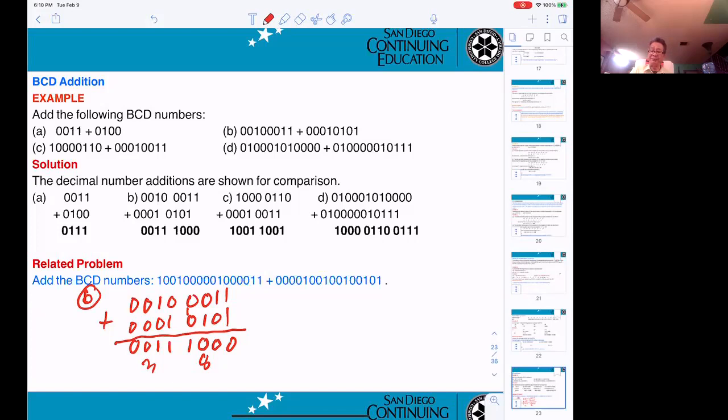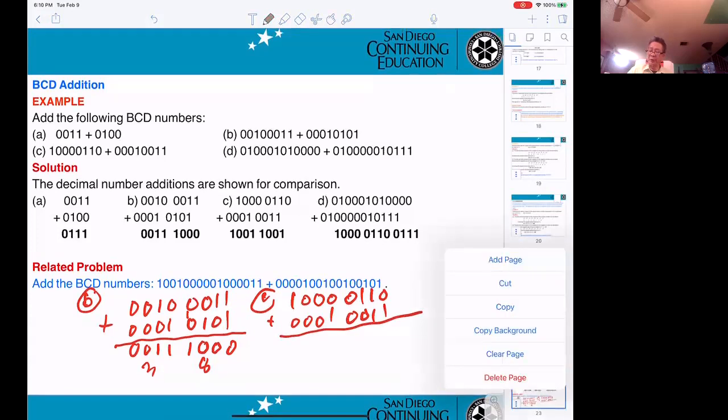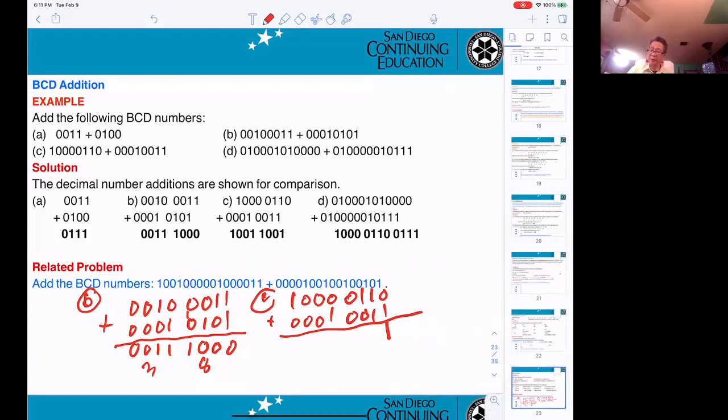And now I adding number C. 1000, 0110, adding to 0001. 0, 0, 1. 0 adding to 1 is 1. 1 adding to 1, you get 0, carry 1. 1 adding to 1, you get 0. 0 adding to 0, you get a 0, still carry 1. 0 adding to 1, you get 1. 1 adding to 0, you get 1. 0, 1 here, 0 here, 0 here, 1 here. That's number 99.